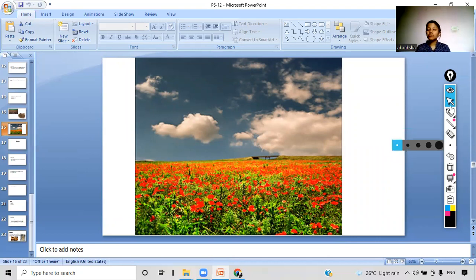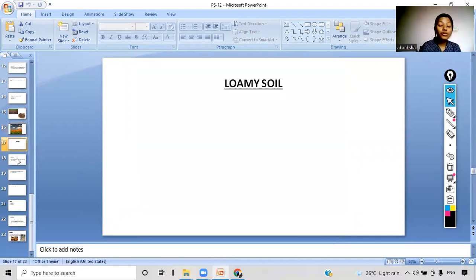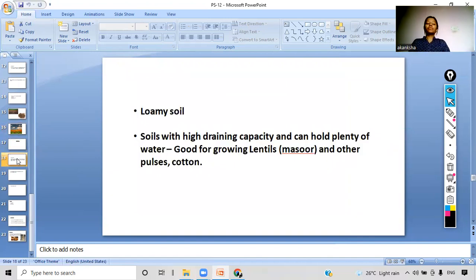So coming to our third topic for today, that is loamy soil, right? We are going to study about loamy soil and see some more details. Loamy soil is soil with high draining capacity, and it can hold plenty of water. This is one of the reasons why so many plants grow on this loamy soil. Why? Because it can hold plenty of water and has high draining capacity, right?